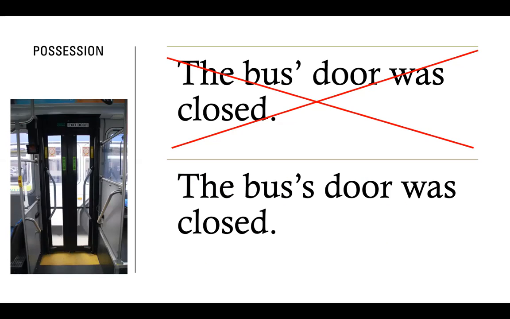And then this case, I haven't seen it that much on the SAT, but it's just a good rule to know in general. If something ends in S, you add the apostrophe S, even though it already ends in S. So when you say the bus's door was closed, you don't say the bus' door was closed. You have to add the apostrophe S to indicate that it's the bus's door.